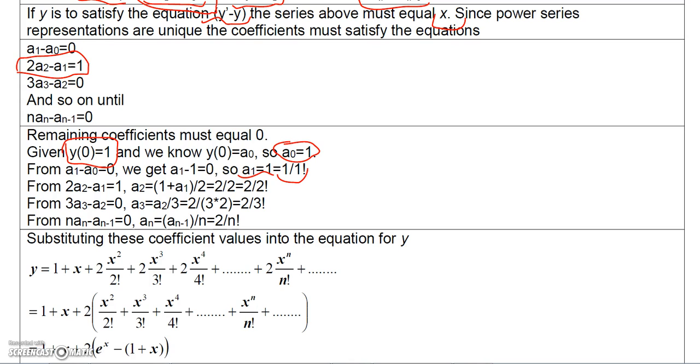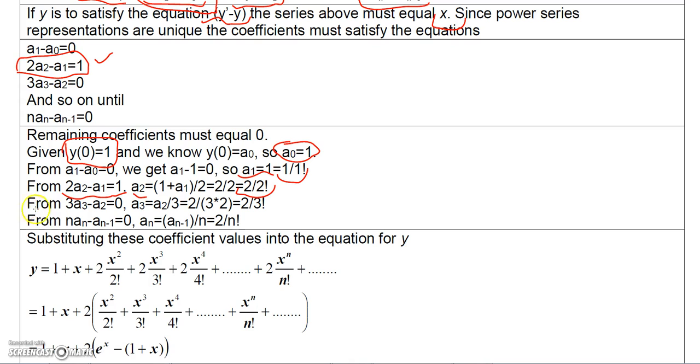Now we know from here that 2a2 minus a1 equals 1, so what I'm going to do here is add a1 to both sides and divide by 2. So I get a2 equals 1 plus a1 divided by 2. Well, since a1 is 1, that would give me 2 divided by 2. But another way to write that, I could write that as 2 over 2 factorial.